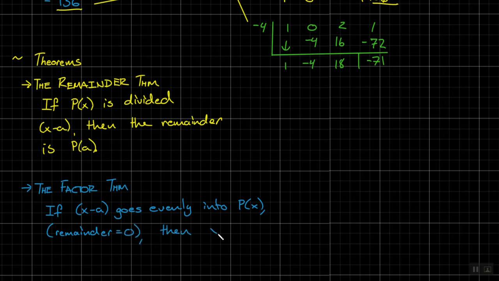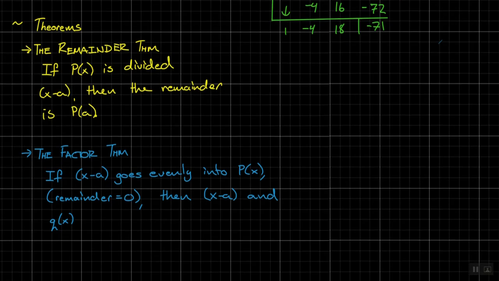Then x minus a, and I'm just going to check you here. If I write q of x out of nowhere, what is it? Where have we used q of x? Good. The quotient. If I divide by x minus a and it goes in evenly, meaning the remainder is 0, then x minus a and q of x, or the quotient, are factors. And all of a sudden, it opens the door to us being able to factor bigger, uglier things, as long as I give you one of the factors to start.